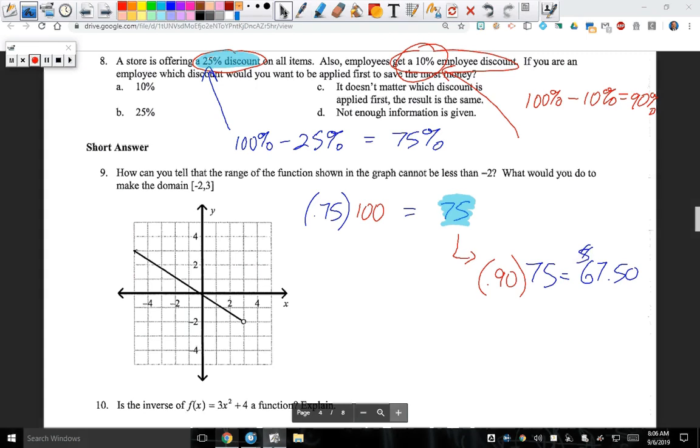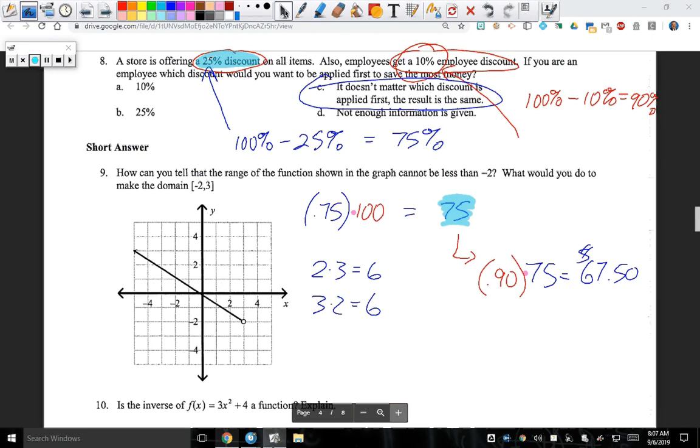Well, here's the thing. All I've done is multiplication, and with multiplication, order doesn't matter. 2 times 3 is the same as 3 times 2. So it doesn't matter which one I apply first. It's going to be the same result. And I'll show you. So the answer is C.